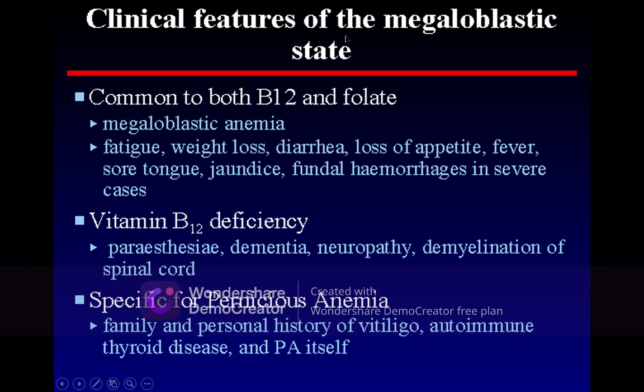The clinical features of the megaloblastic state, both B12 and folate deficient: you will find megaloblastic anemia in the bone marrow or macrocytic anemia in the blood picture. Both can cause fatigue, weight loss, diarrhea, loss of appetite, fever, sore tongue, jaundice, and hemorrhages in severe cases. Both can cause. Why hemorrhages? Because of the collection of a high amount of homocysteine. It needs folic acid and it needs B12 to convert into methionine.